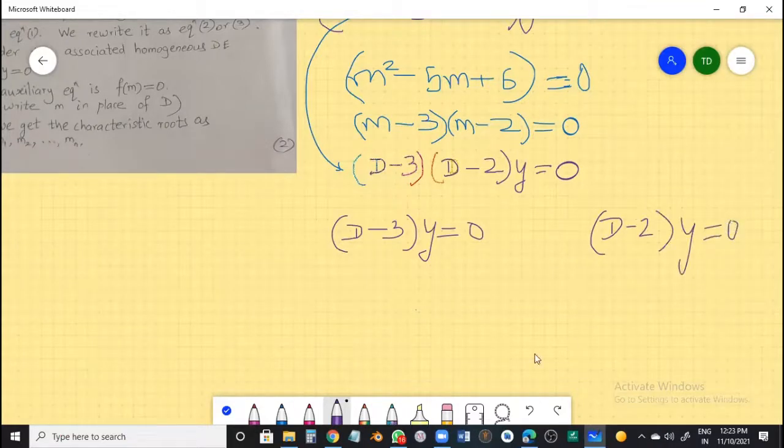So what are these equations? Let us see. D stands for d by dx. And if I operate here, it becomes dy by dx. Do you agree? And minus 3 is just a multiple, so minus 3y is equal to 0. Now, what I observe here, x is absent. There is only a term in y. So I can read it as dy by dx is equal to 3y. Can I do so?